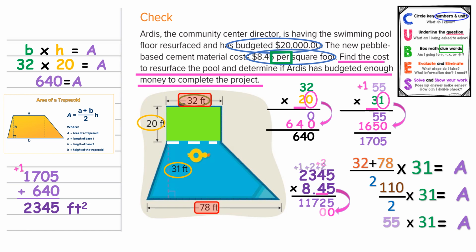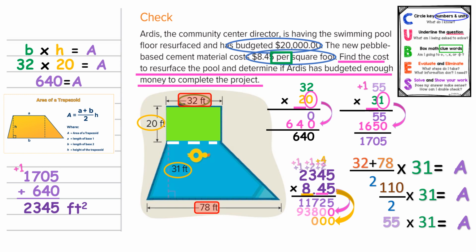So 4 times 5 is 20, carry a 2. 4 times 4 is 16, plus 2 is going to be 18, carry the 1. 4 times 3 is 12 plus 1, that's 13, carry a 1. 4 times 2 is 8 plus 1, that's 9. Now I have a third number, and my third number tells me to bring down 2 zeros, because there's 2 place values behind it. And I multiply now by my 8.